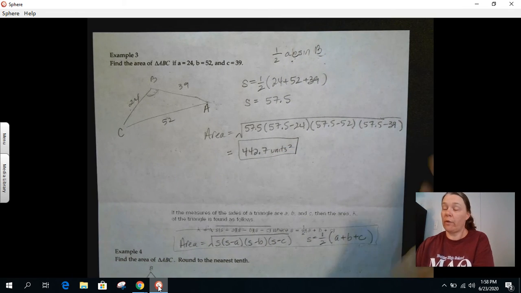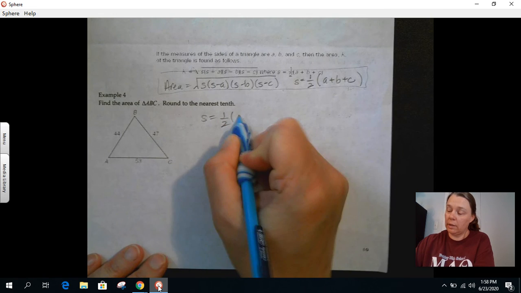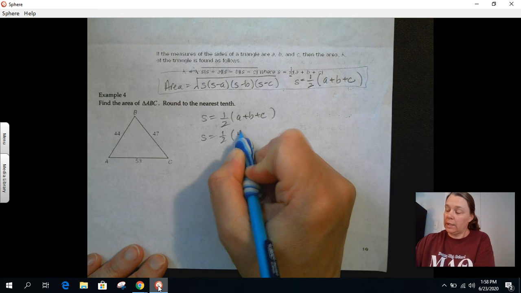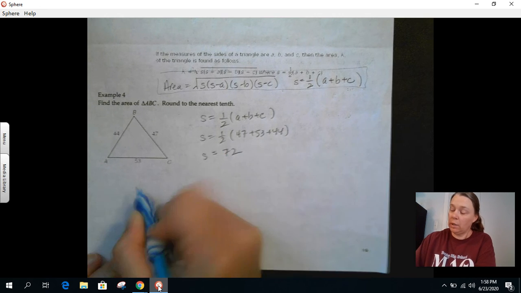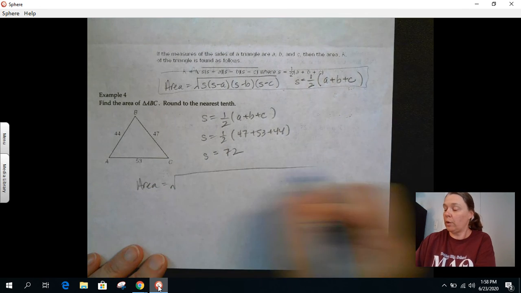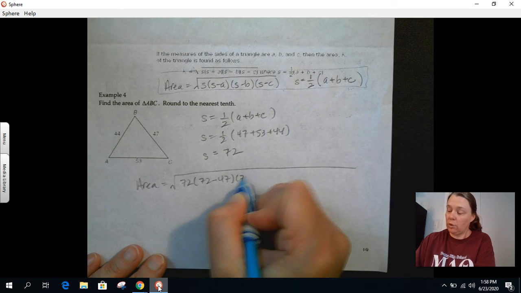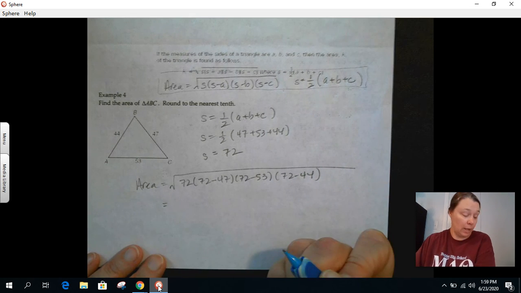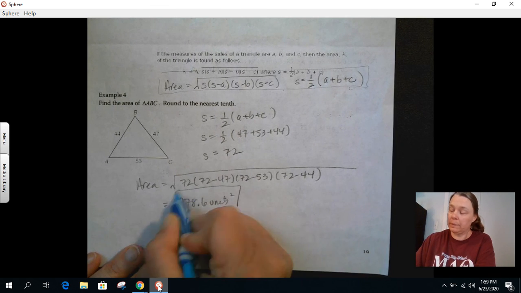Okay, so that's just an alternative formula for area, right? And then just go ahead and try that last one. So again, I would find the semi-perimeter. I would do half of 47 plus 53 plus 44, and I would get 72. Then for the area, I would do the square root of 72 times 72 minus 47 times 72 minus 53 times 72 minus 44. Again, I would put the whole thing in my calculator all at once. You get 978.6 square units.